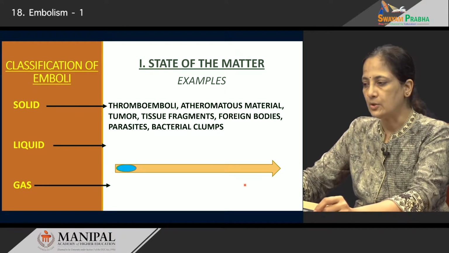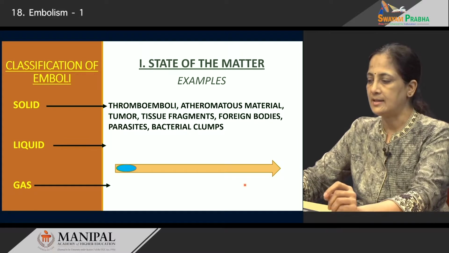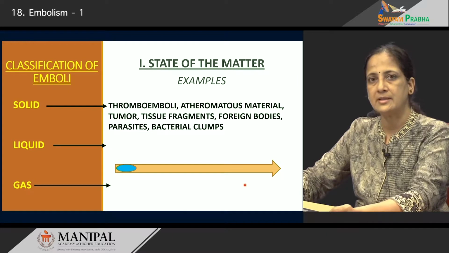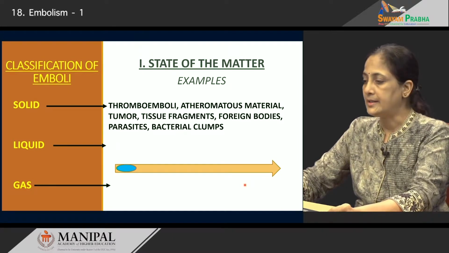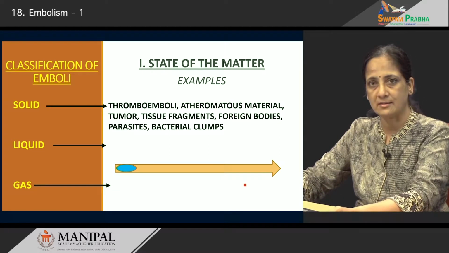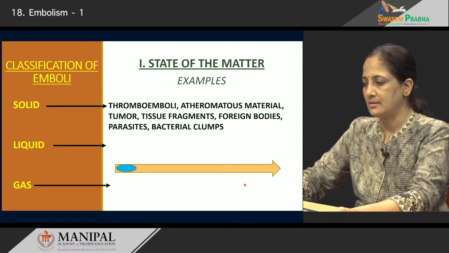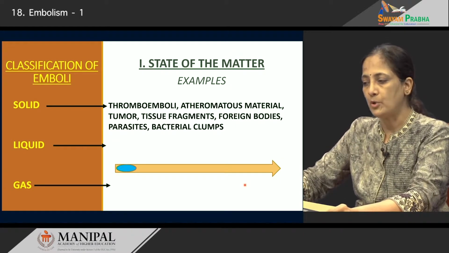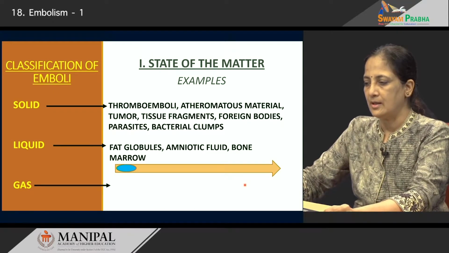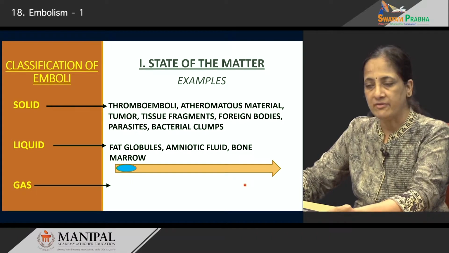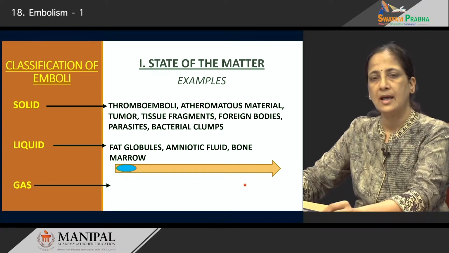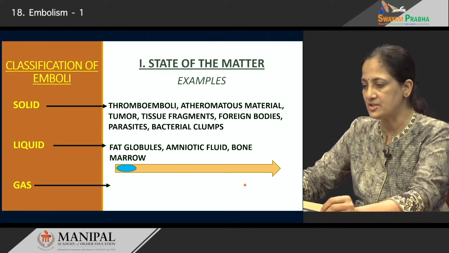Solid material include pieces of thrombi that are present in the circulation. They break away and are pushed away distally in the circulation. It can be material from within atherosclerotic plaques, the atheromatous material. It can be bits of tumor, tissue fragments, foreign bodies, parasites and even bacterial clumps. Liquid emboli are usually fat globules, amniotic fluid from a pregnant uterus and bone marrow fragments from a fracture site.